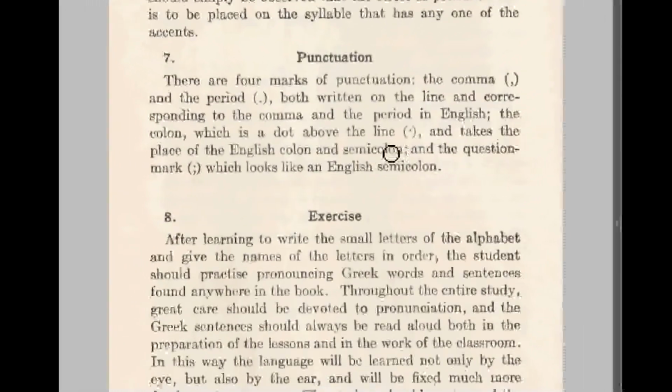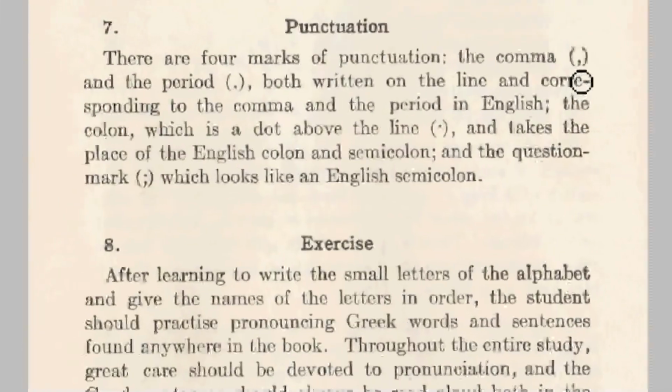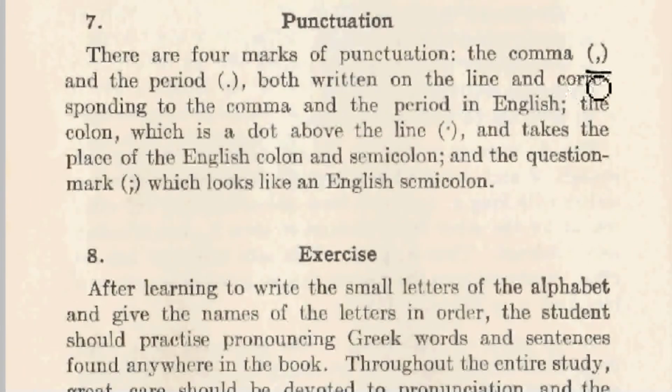Again, I've already commented on this briefly. There's the comma, which functions exactly like an English language comma. There's the period, which is similar to our period, has the same effect, ends a sentence. The dot above the line is the colon, so that's a little different from our English usage, but it functions as a colon. And then the semicolon here is the question mark, so a little bit of a difference in punctuation, but otherwise shouldn't be too difficult to master.